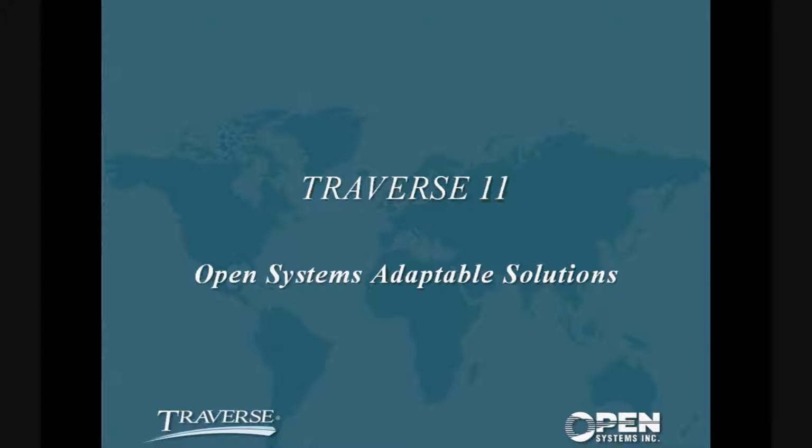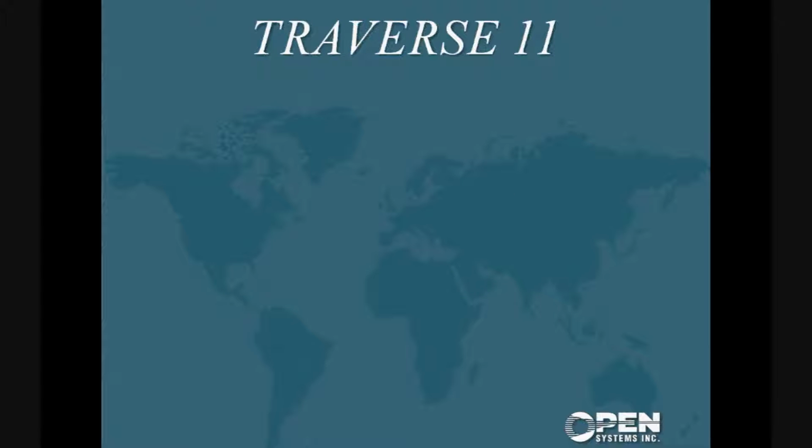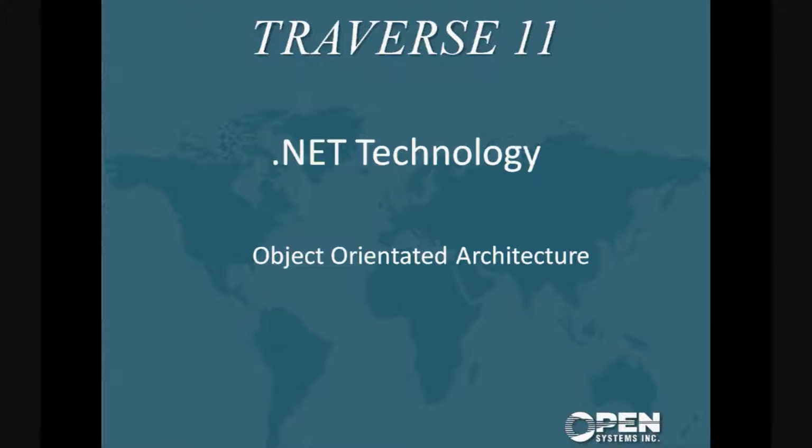Open Systems has taken the specification of its award-winning Traverse solution and rewritten the software in a .NET framework. .NET is a powerful programming and development platform that gives the users an easy-to-understand, yet powerful experience. .NET is an object-oriented architecture. This means the program is made up of a series of objects or files.